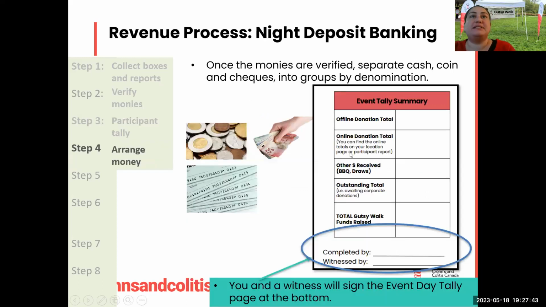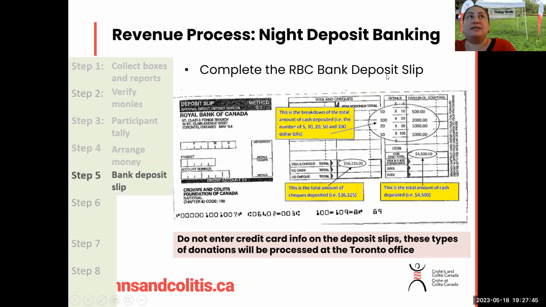So once you separate everything, you can start preparing your RBC bank deposit slip. Sorry, this picture is actually an old one, so it doesn't normally say Visa and checks, because this RBC deposit slip is only for cash and check donations that you will be depositing to the bank. So you will enter them by denomination, the total amount for the cash, and then you will write the number of checks you received and the total amount. If you have 20 checks, it doesn't matter, you just need to write the total amount for the checks.